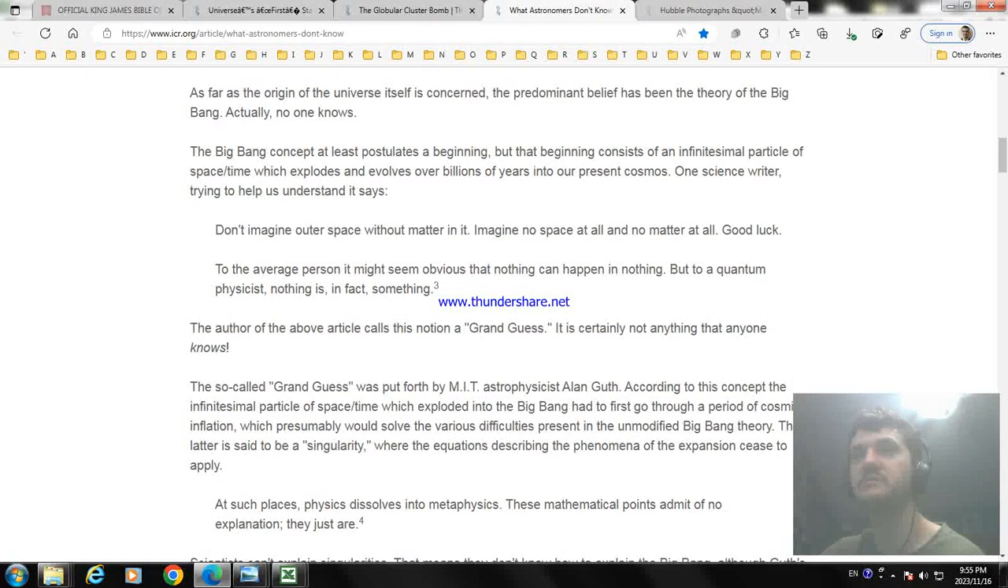The Big Bang is a concept that postulates a beginning, a point of infinitesimal particle, space and time, which explodes and evolves over billions of years into the present cosmos. One science writer, trying to help us understand it, says, don't imagine outer space without matter in it. Imagine no space at all and no matter at all. Good luck. Well, first of all, I don't believe in luck, because luck is just superstition.